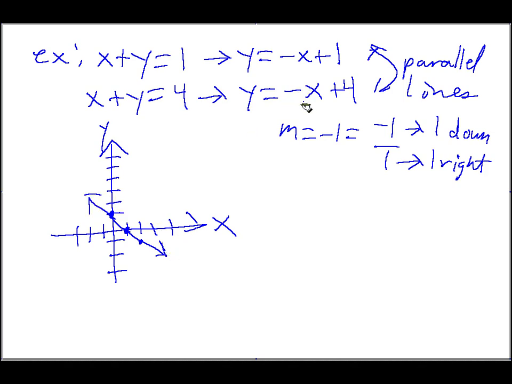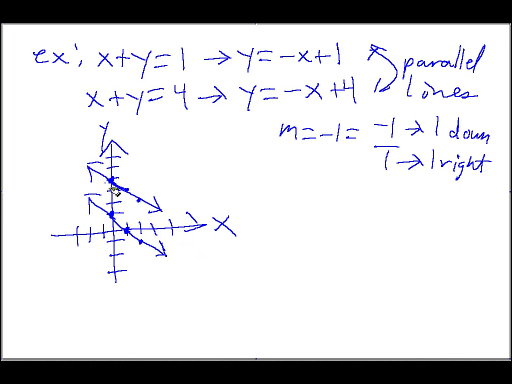All right. Second line, 0, 4 is the y-intercept. So 1, 2, 3, 4. All right. So again, the slope is the same. 1 down, 1 to the right. 1 down, 1 to the right. So again, these lines are not going to cross because they have the same slope, because they're parallel.